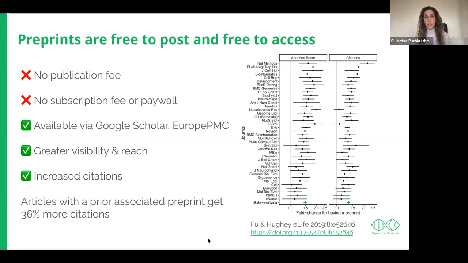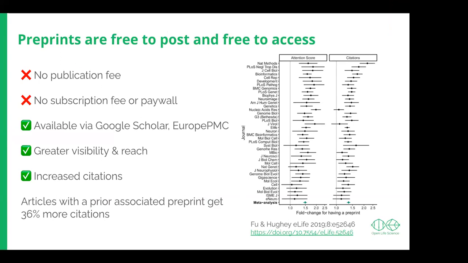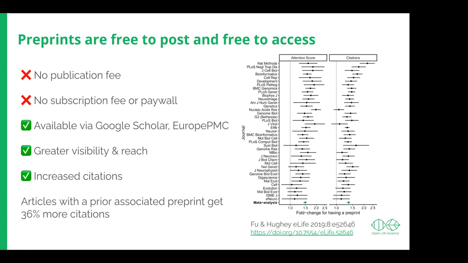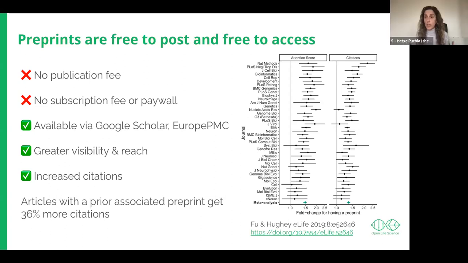Another important benefit of preprints is that they are free to both post and free to access. There is no publication fee, as you may perhaps encounter in open access journals. There is no element of issues with access. They provide free access. There are no subscriptions or paywalls, which means that you can actually reach quite a wide audience. A number of indexing services such as Google Scholar and Europe PMC actually include certain preprints, so that also provides visibility. And PubMed also now is running a pilot related to COVID-19 preprints. So you can reach a wide audience, which can also be useful in terms of garnering attention for your study and potentially attracting more citations.